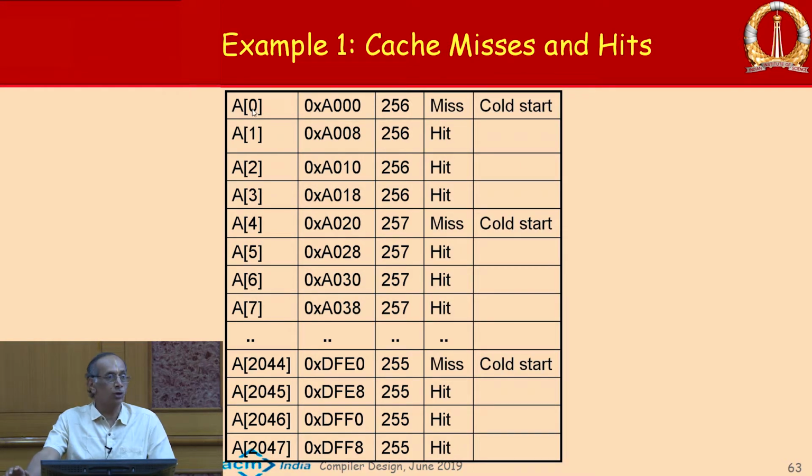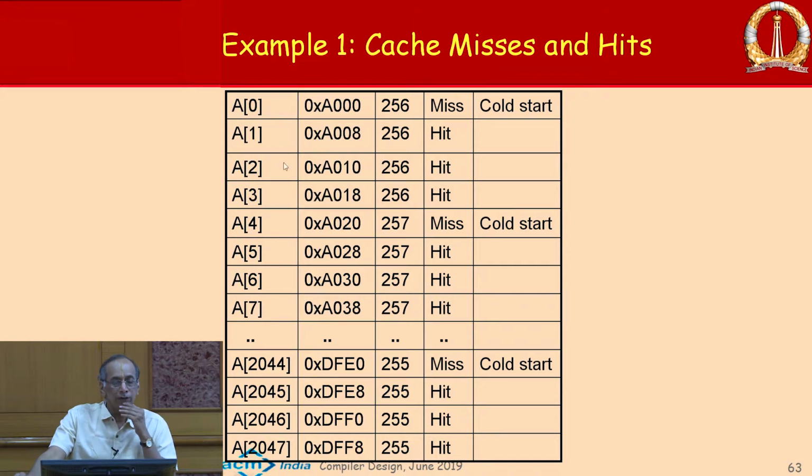Now, when I access A0, since I am accessing it for the first time, the data is not going to be available. So, it is going to be a miss. Whereas, when I access A1, A2 and A3 subsequently, because A0 was brought in, this entire block was brought in, all of them are going to be hits. Similarly, when I access A4, it is being brought in for the first time, therefore it is a miss and all subsequent accesses will be hits. So, you can see that the first miss that happens is what we call the cold or compulsory miss. All other accesses are hits.